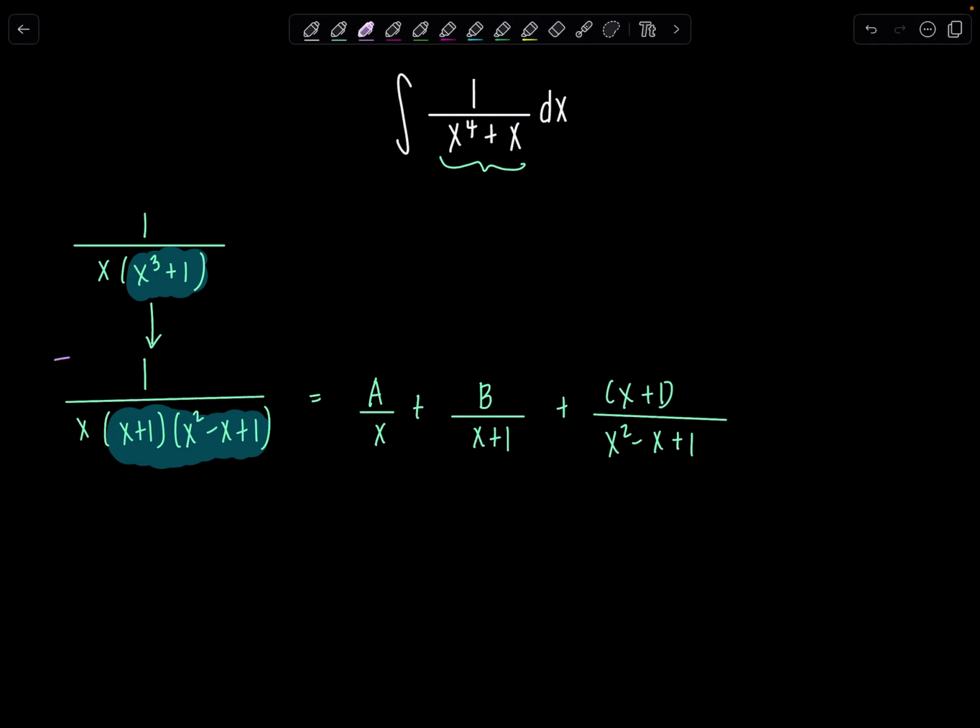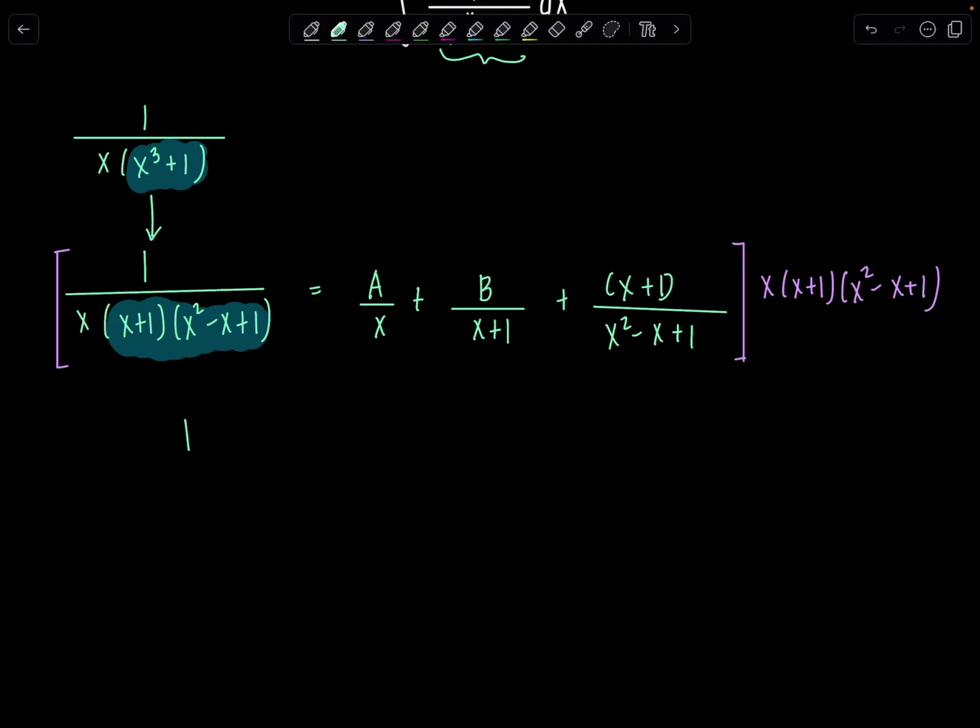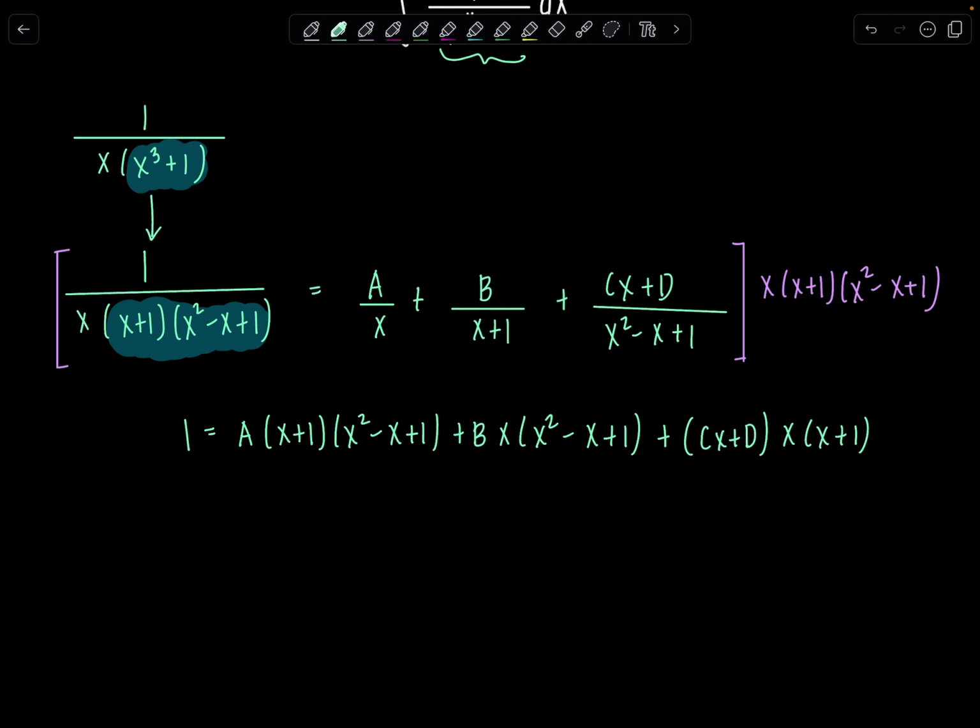Next step, we're going to multiply both sides by the LCD so we can try to solve for A, B, C, and D. So everybody gets multiplied by x, x plus 1, x squared minus x plus 1. So now on the left-hand side, we have 1 equals A times x plus 1 times x squared minus x plus 1, plus B times x squared minus x plus 1, plus, and then Cx plus D times x and x plus 1.